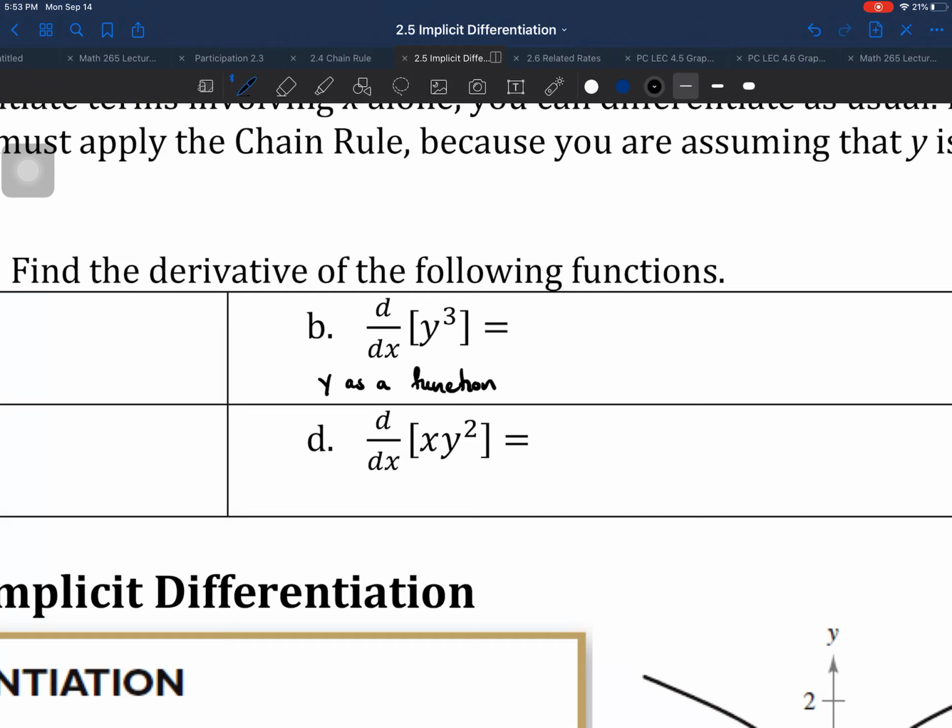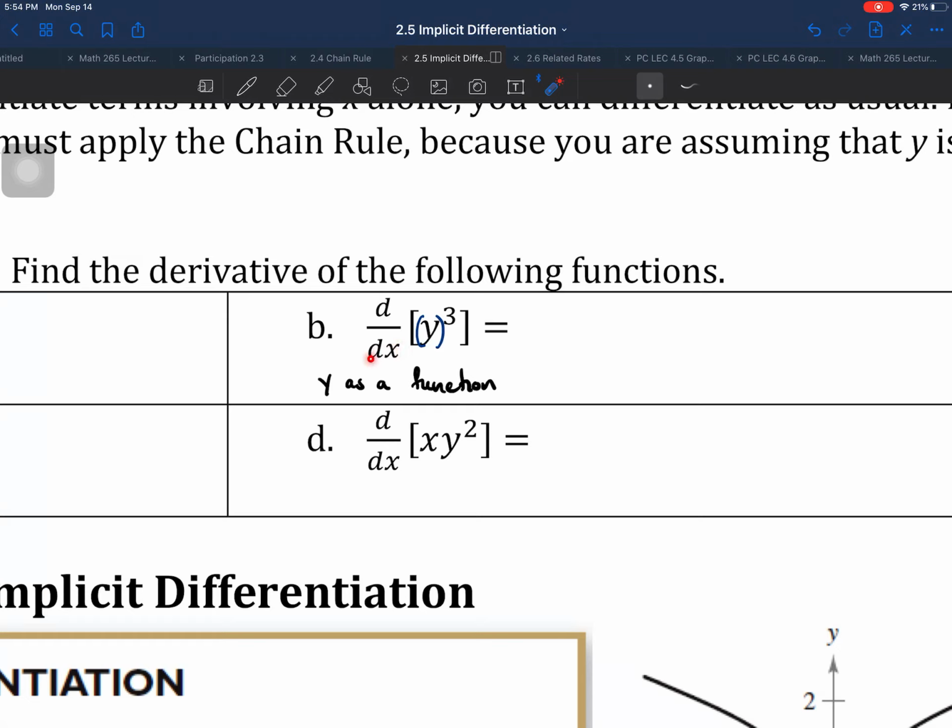So the way we're going to do this is we're going to use the chain rule. Do you remember that we used the chain rule when we had a function inside another function, right? If you need parentheses here to visualize it, I can do that for you. y is the function. Why are we treating y as a function? Because of this right here.